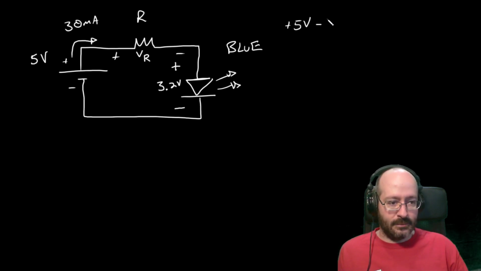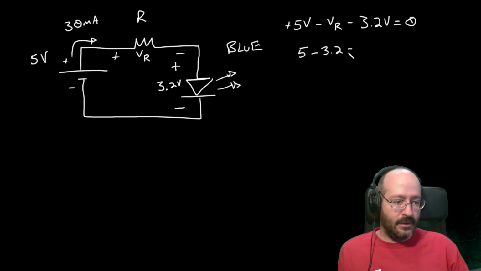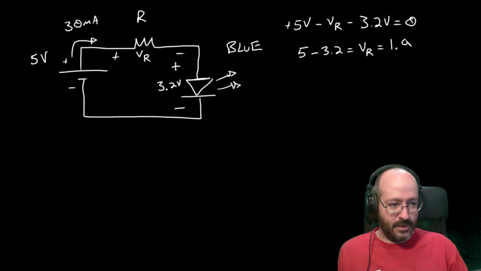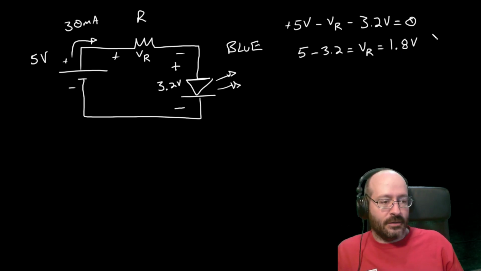I'm going to go down whatever the voltage across the resistor is, and then I'm going to go down 3.2 volts across the diode. And I'm back to where I started, so that should be equal to 0. So we solve that for VR, right? We got 5 volts minus 3.2 is equal to VR. And if you do that little bit of arithmetic, you find out we get 1.8 volts across the resistor.